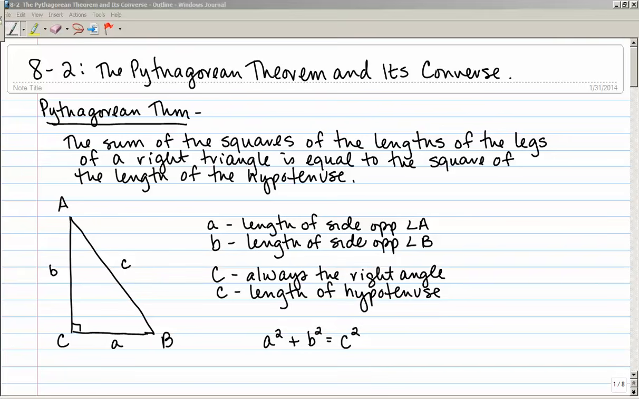But capital C is always the right angle, and little c is always the length of the hypotenuse. And I'm sure you've heard before, a squared plus b squared equals c squared. Square one leg, square the other leg, add them together, and that's equal to the square of the hypotenuse.